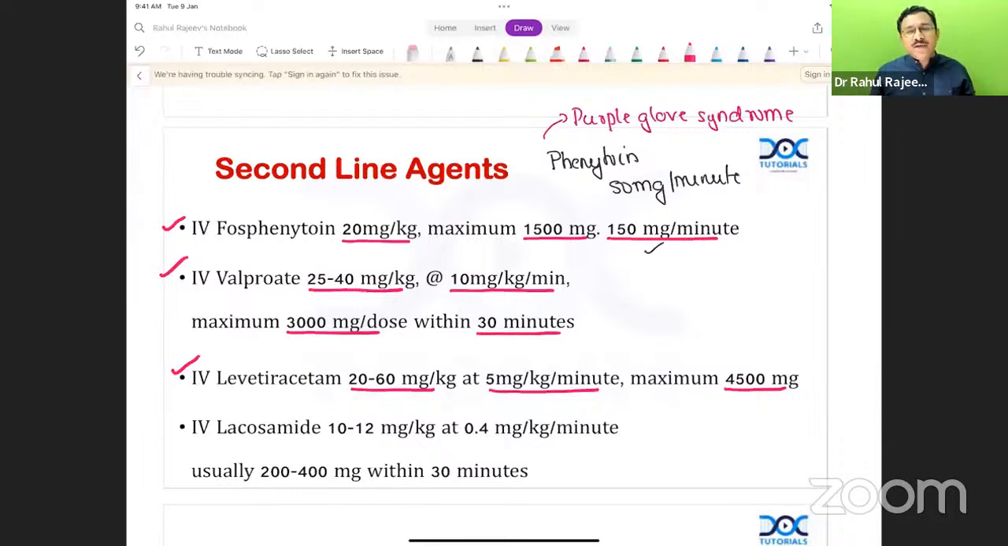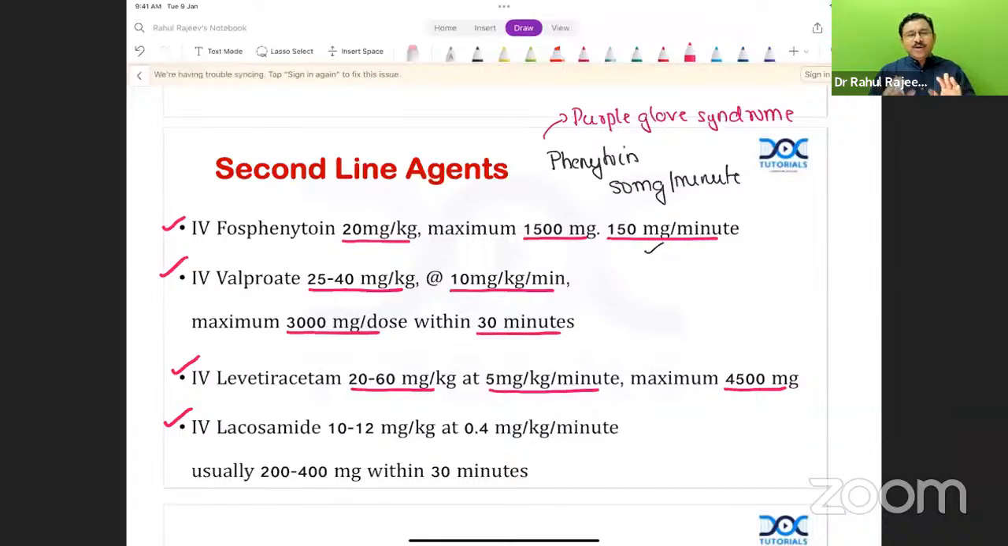But in certain scenarios, especially when the seizure has been persisting for long, in that case, you will have to go for the upper end, that is 50 to 60 mg. Okay. Now, of late, lacosamide has also been an agent that has been approved for use in status epilepticus. You can use IV lacosamide 10 to 12 mg per kg at 0.4 mg per kg per minute. Usually 200 to 400 milligram is the dose that is given over 30 minutes. Okay, so these are the usual preferred agents.